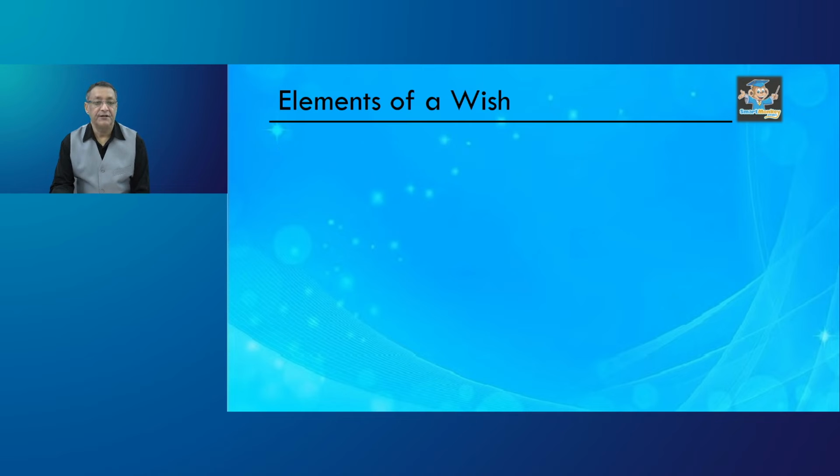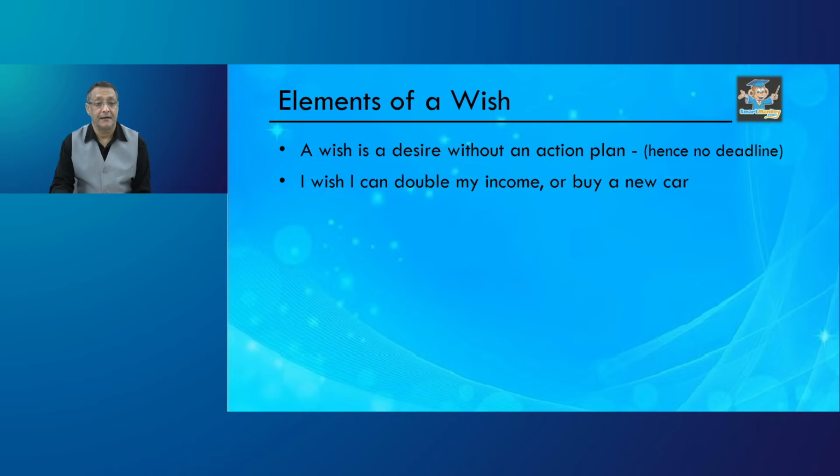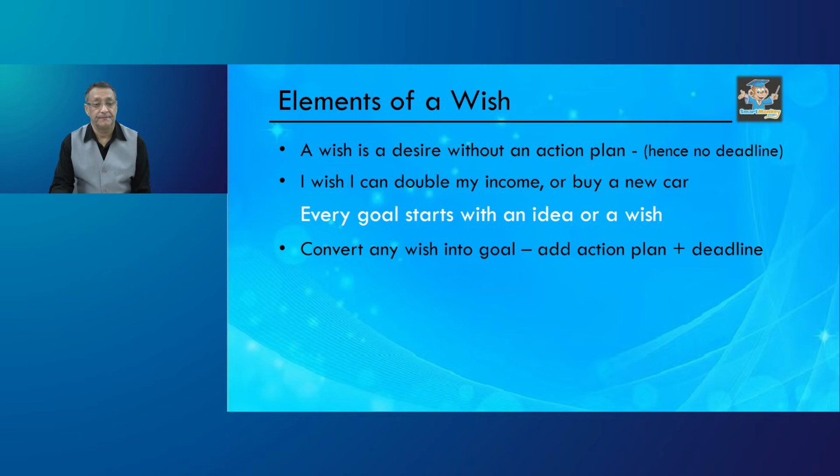Okay, elements of a wish. A wish is a desire without an action plan, hence, it has no deadline. I wish I could double my income or buy a new car. Well, that's a great wish. How are you going to do it? Do you have an action plan? So, every goal starts with an idea or a wish. Convert any wish into a goal by adding an action plan and a deadline.